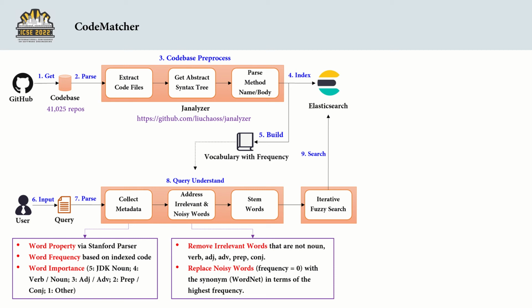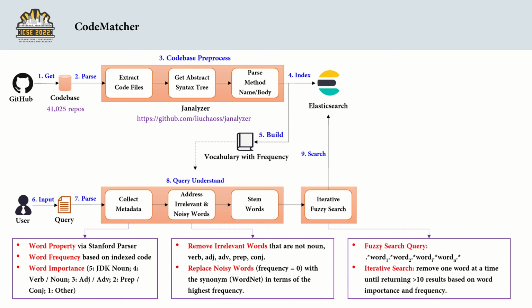For the noisy words that do not occur in the codebase vocabulary, we generated synonyms for them using the WordNet tool, and replaced the noisy word with the synonym most frequently occurring in the codebase. Finally, we stemmed the words and built the search string.